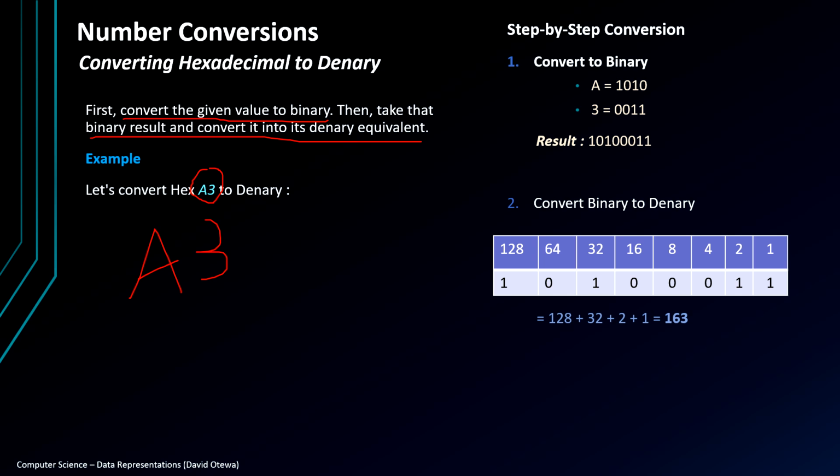Given A3. So the first step is to convert the given value to binary. So we've been given A. So A, we all know it's 10. Okay. Now 10, we need to convert this 10 to binary. So we divide by 2 till we get it. So with this one, we just know it to be 10.